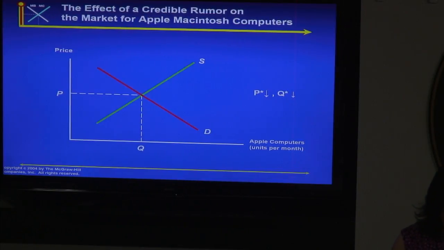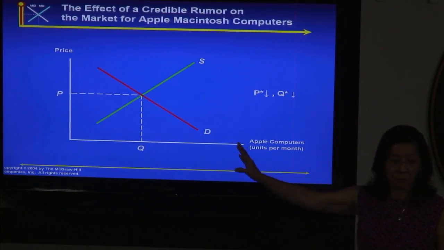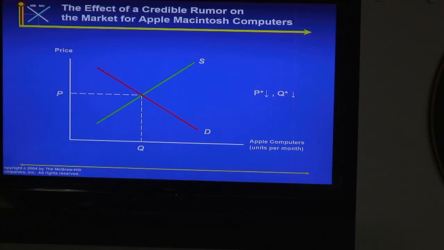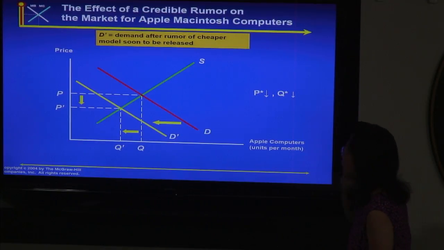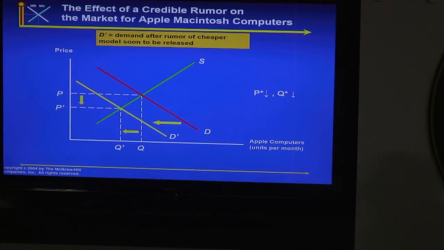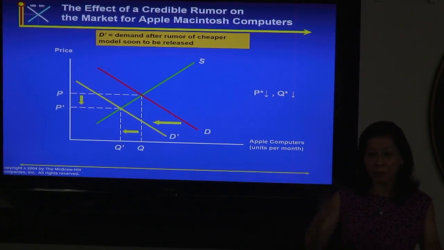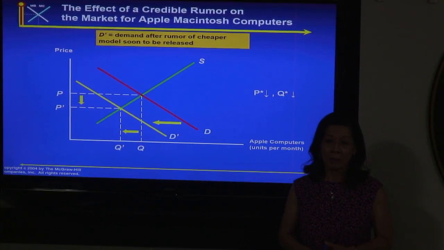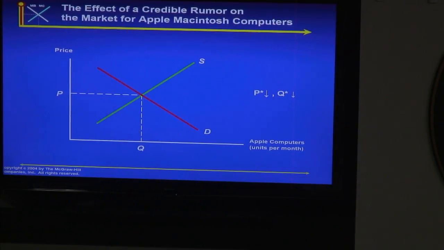Okay, now the last example, expectation of higher price in the future. I'm giving this Apple computer as an example. So this is a demand and supply for Apple computer. And then read the title. The title says there's a credible rumor that Apple computer is going to come out with a cheaper model, maybe 3 months from now. And if you're thinking about buying, what would you do in the current state?